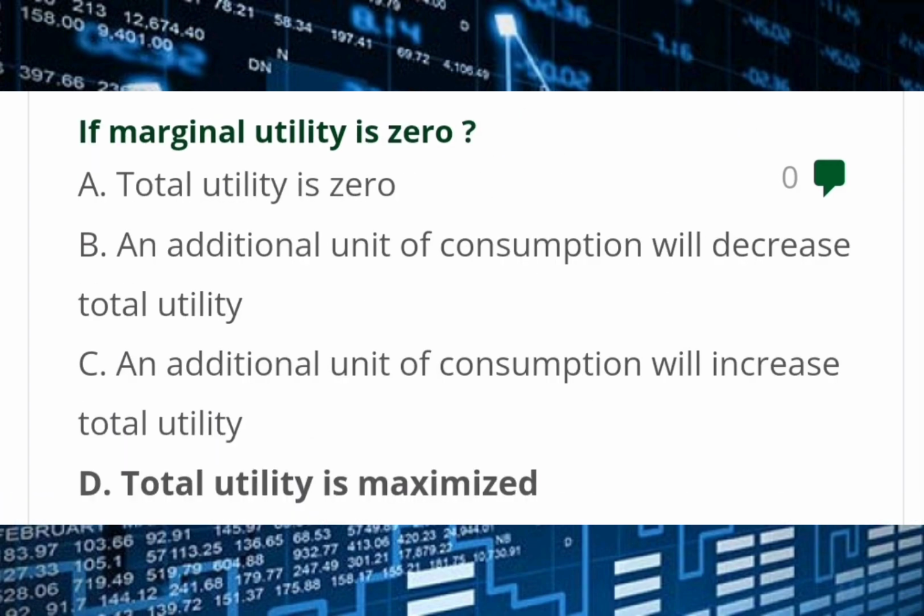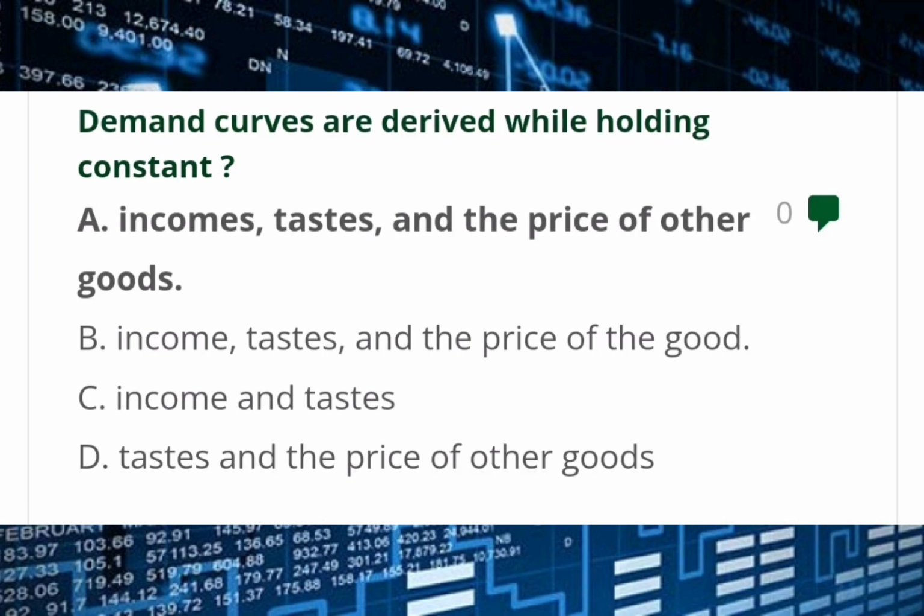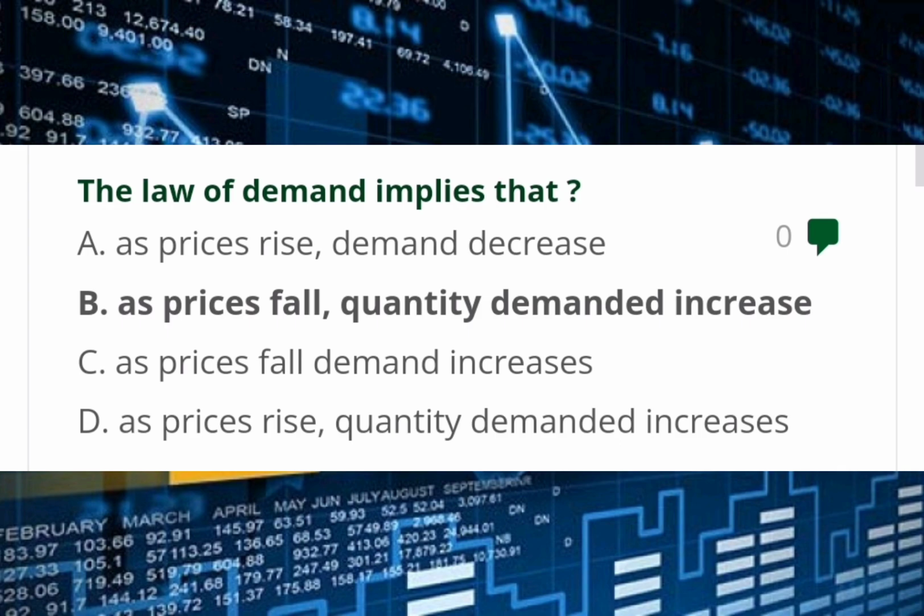If marginal utility is zero, answer D, total utility is maximized. Demand for a normal product may shift outwards if, answer B, the price of a substitute falls. Demand curves are drawn while holding constant, answer A, income, taste, and the price of other goods. The law of demand implies that, answer B, as price falls, quantity demanded increases.